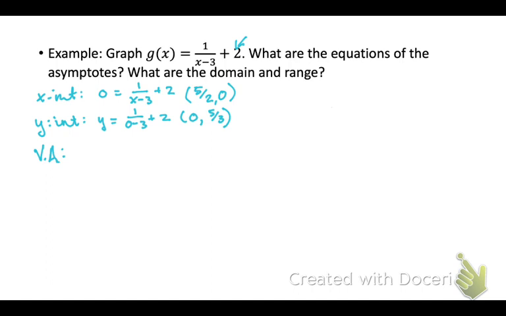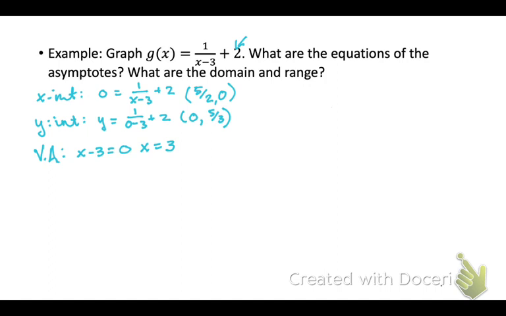But when I have a fraction, I have to think about things. What can't I do with the fraction? What can't happen no matter what fraction I have? What's wrong to do? Divide by what? 0. So I have to find out where this denominator is equal to 0. So I put x minus 3 equals 0. So x would be what? 3. So x equals 3 is my vertical asymptote.